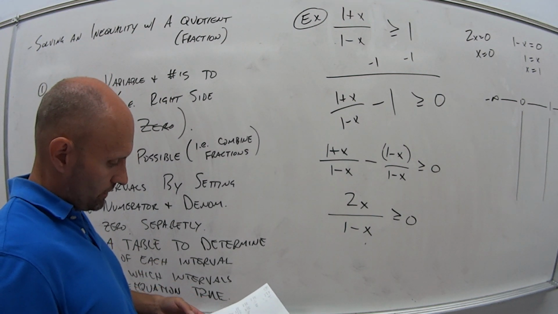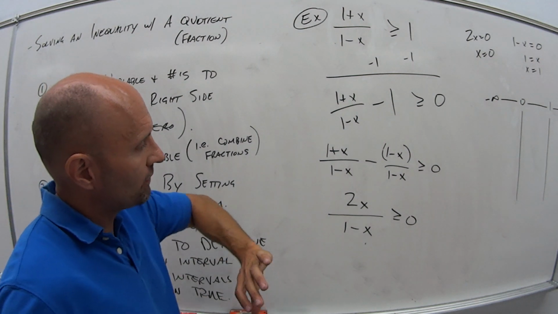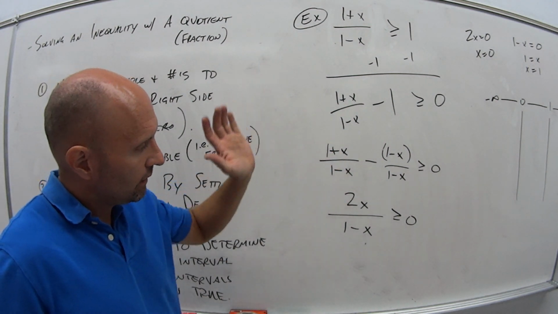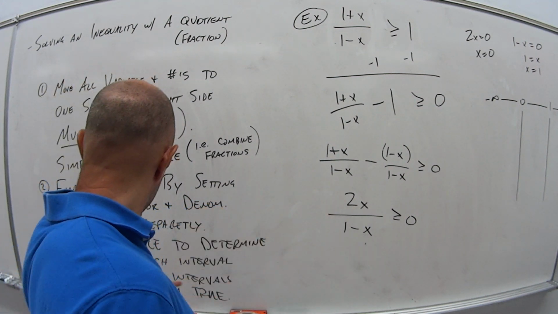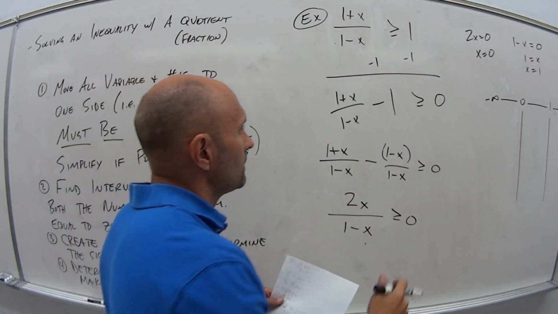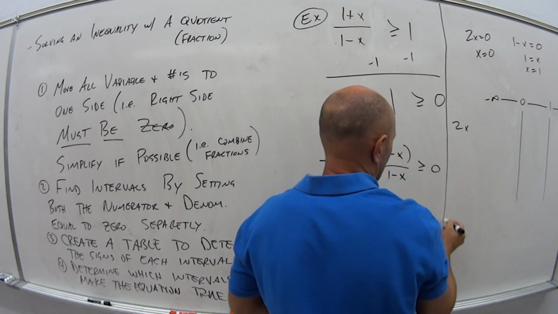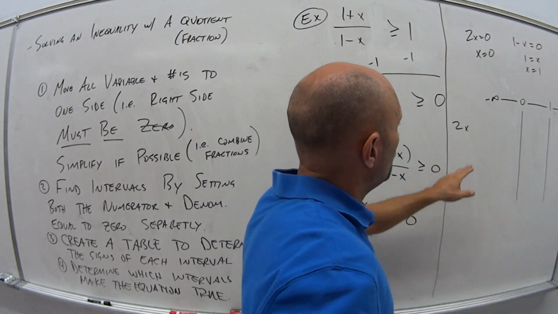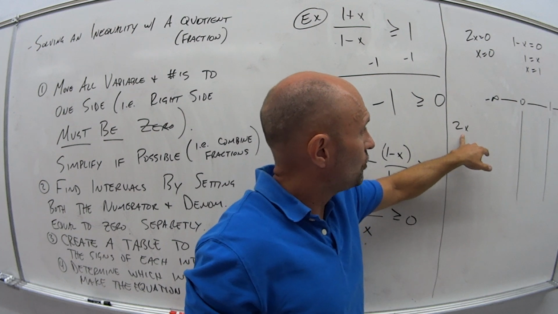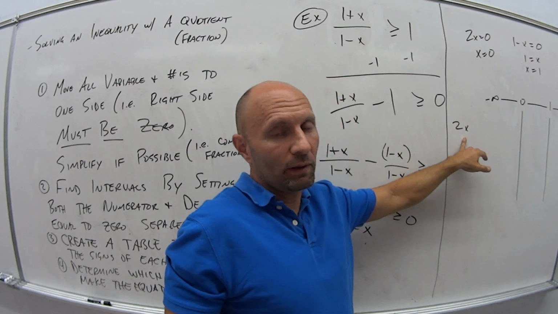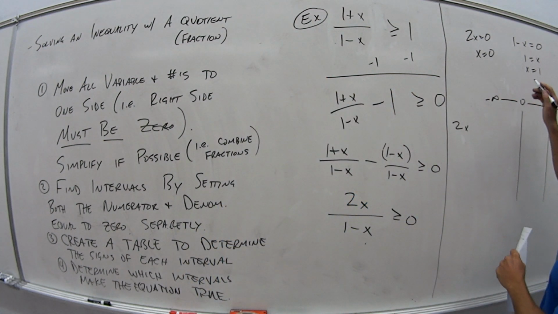So now that I have these breakpoints, I want to look at the numerator separately, the denominator separately, and what happens when I do them together. That's number 3. So for 2x, let me draw a line here so we don't get confused. In the interval negative infinity to 0, is 2x a positive or negative value? I don't really care what its value is, but I just want to know if it's positive or negative.